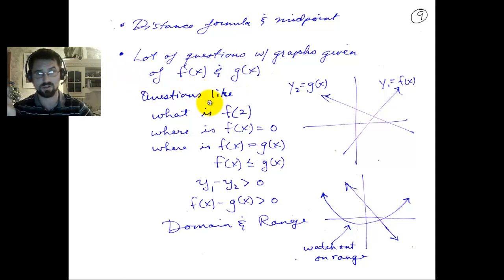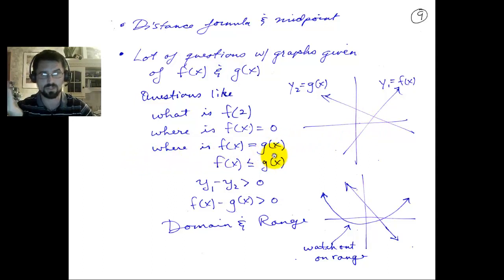So you will see questions like, what is f of 2? You'll be given a graph. You'll find it. It's easy. You'll be asked, where is f of x equal to 0? Basically, finding the zero of the function is finding the x-intercept. Here it is, right here, whatever that value is, that is what you'd put there.